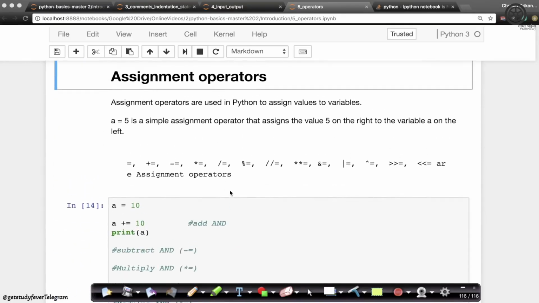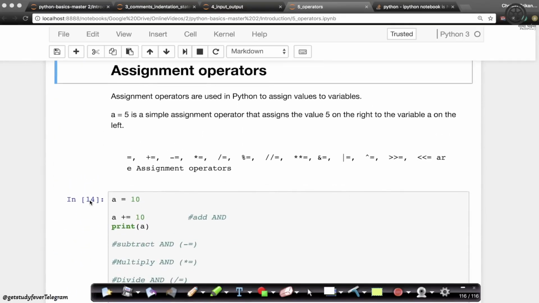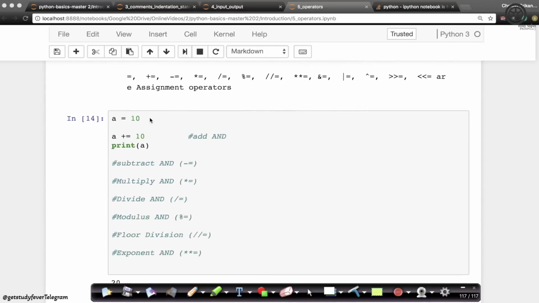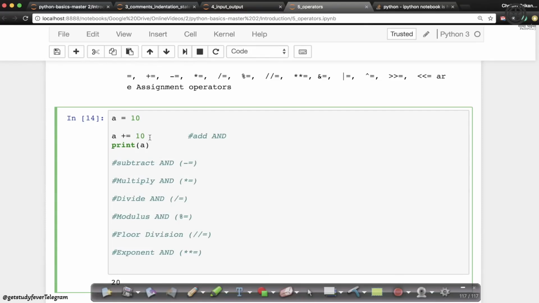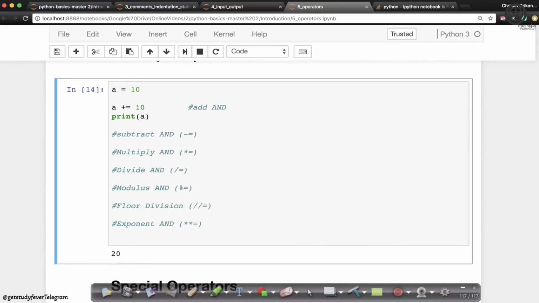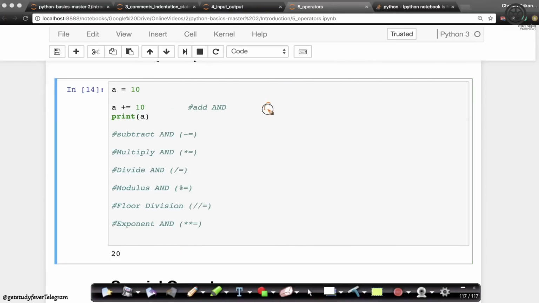Next comes the interesting assignment operators. Of course, we have seen equal to. So what does this do? It assigns the value of 10 to a, right? Now comes other interesting operations like plus equals 10. Those of you who have seen C would easily understand this. Let me scroll up a little. So a plus equals 10 is nothing but a equals a plus 10. Minus equals is nothing but a equals a minus 10.